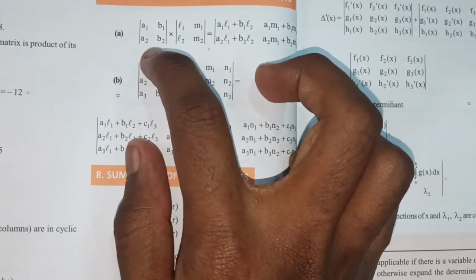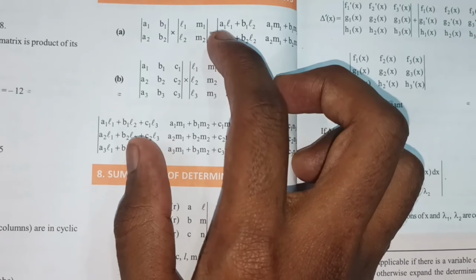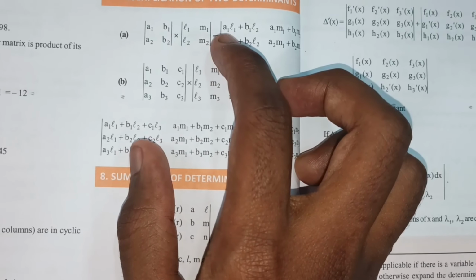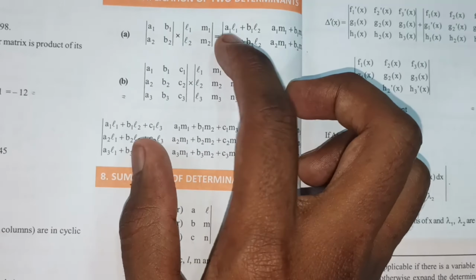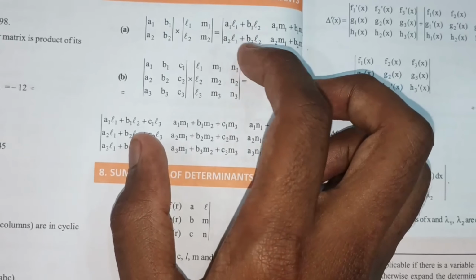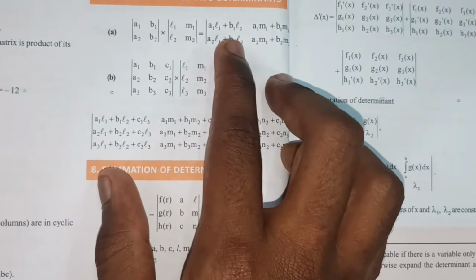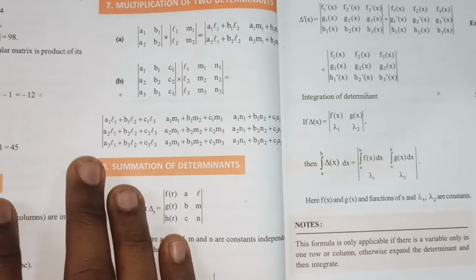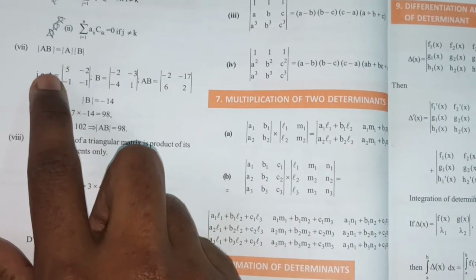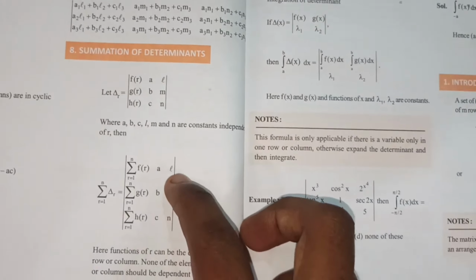Determinant of A1 B1, if it will be there, you can directly write it as multiplication of individual elements. So you can write it like this, individual elements. I told you this is represented here in a separate column. So next, summation of determinants.